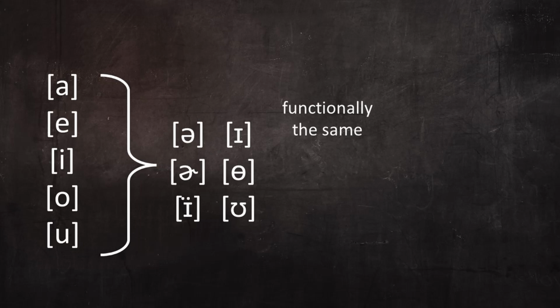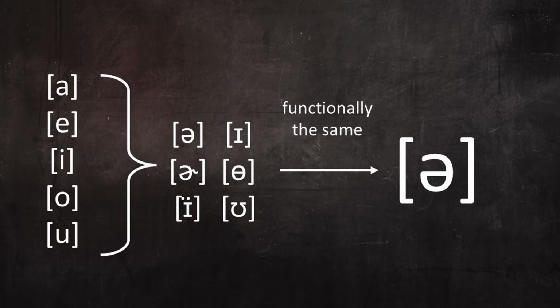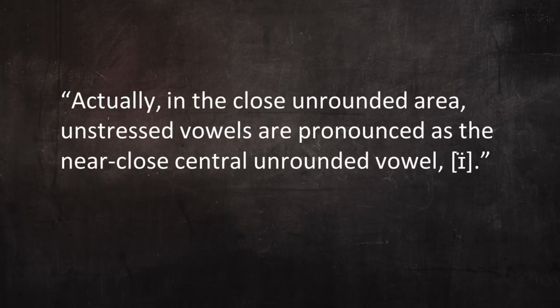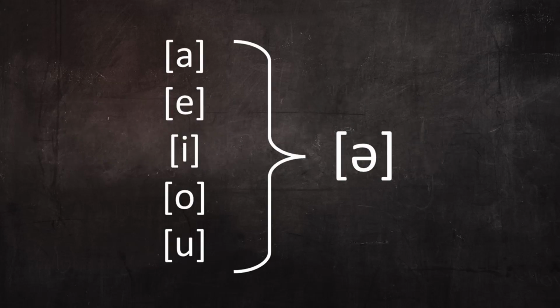What's more, there are multiple minor differences in how different dialects of English pronounce these cases, and I don't believe it's useful in the context of this discussion to go into those details. So I'm going to treat all these cases the same way, and I'm going to represent all these unstressed vowels as schwa. So for those of you who are tempted to leave a comment like, actually, in the close unrounded area, unstressed vowels are pronounced as the near-close central unrounded vowel, I understand your frustration with me not explaining all the details of English phonetics. But at least for the purposes of this discussion, I just don't care to get into that kind of detail. For now, thinking of all of these as schwa is close enough for jazz.